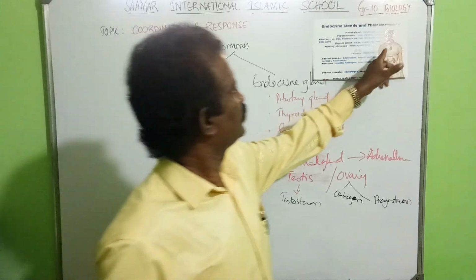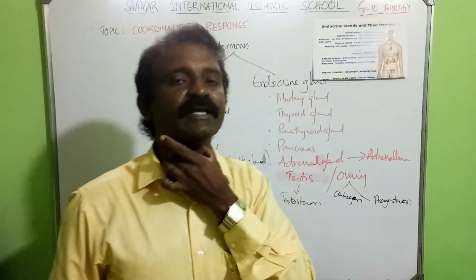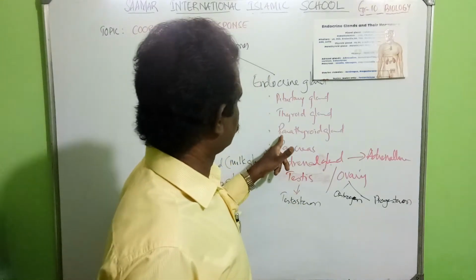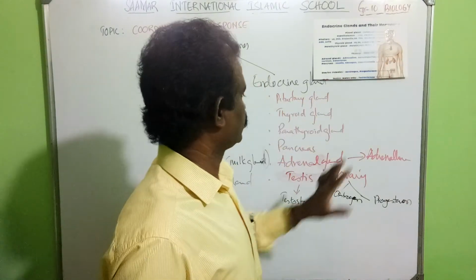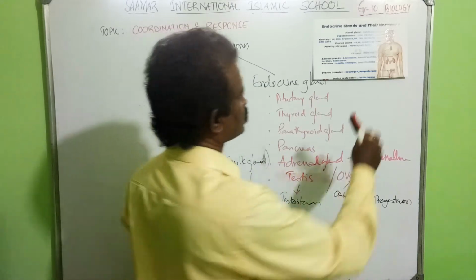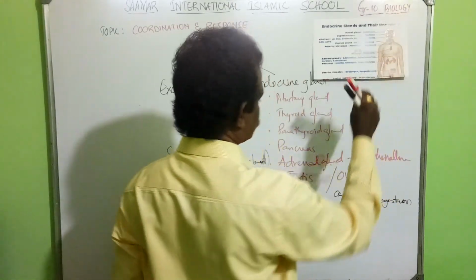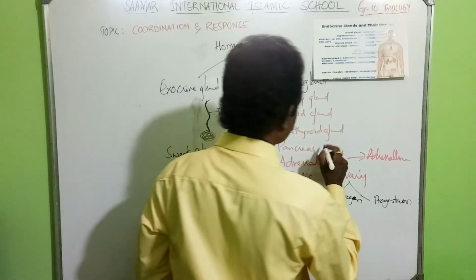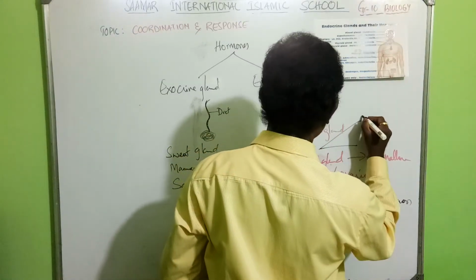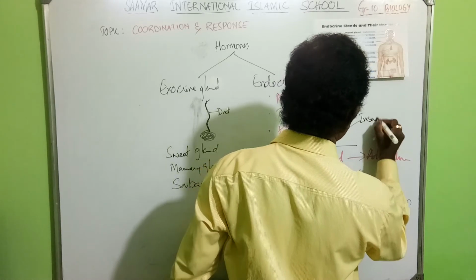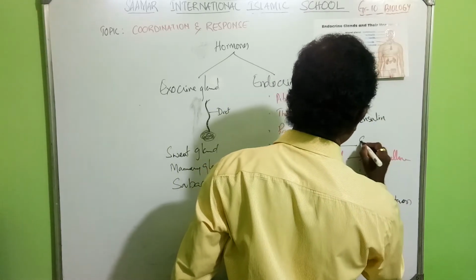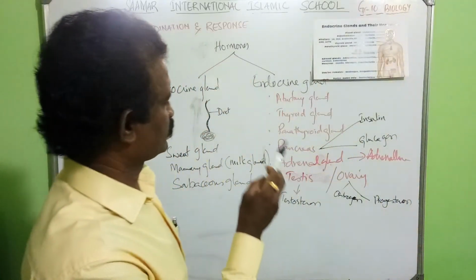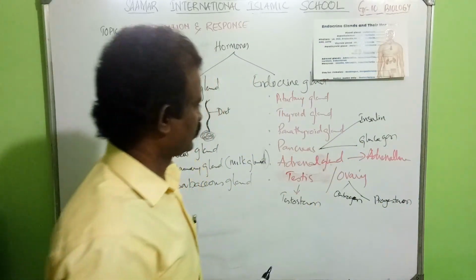Now thyroid gland is present on the side of our neck here. If you see the thyroid and parathyroid, they are present next to each other. Now pancreas. You can see pancreas here. In pancreas there are two hormones, insulin and glucagon. This is also called as islets of Langerhans.